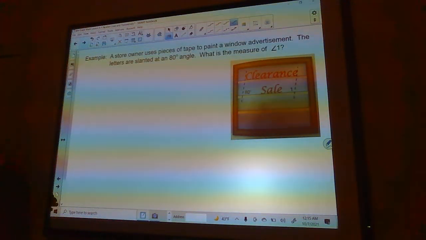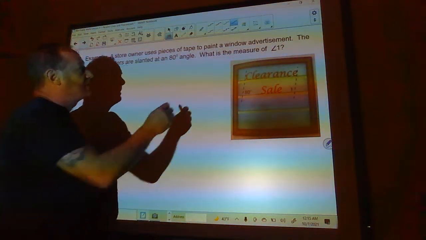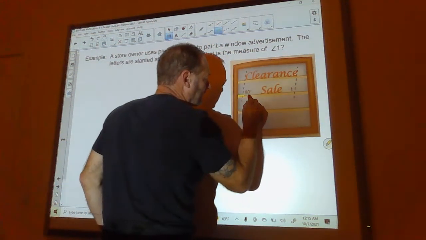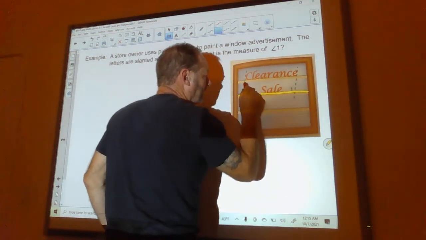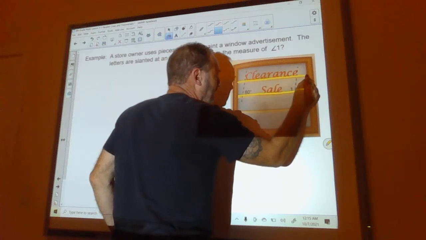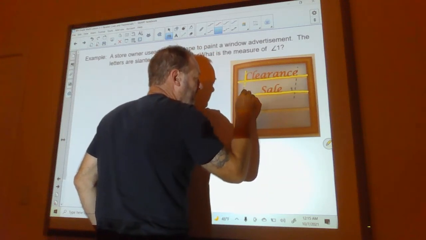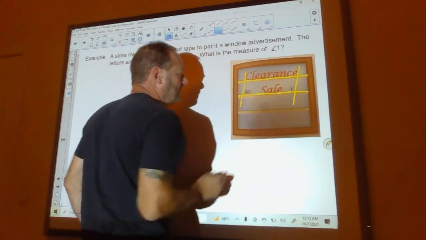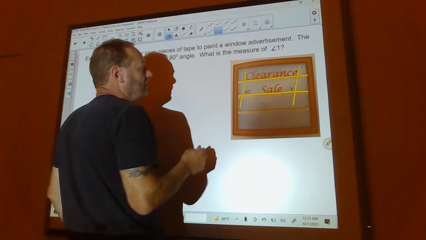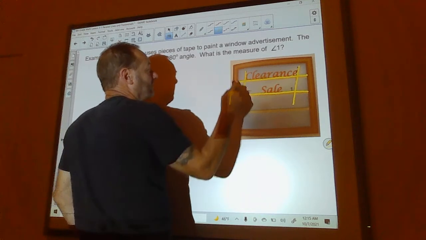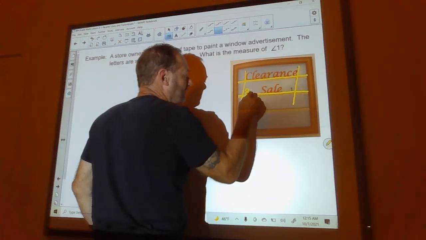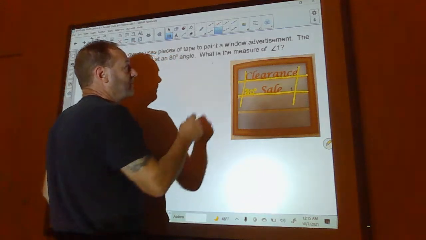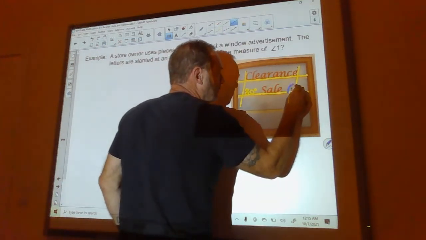A store owner uses pieces of tape to paint a window advertisement. The angles are slanted at an 80-degree angle, which you can see right here. So here's a line, here's a parallel line right here. Here's a transversal right here. This is another transversal over here. You're told that all these lines are parallel. You're also told that this angle is 80 degrees. How much is angle 1 right here?